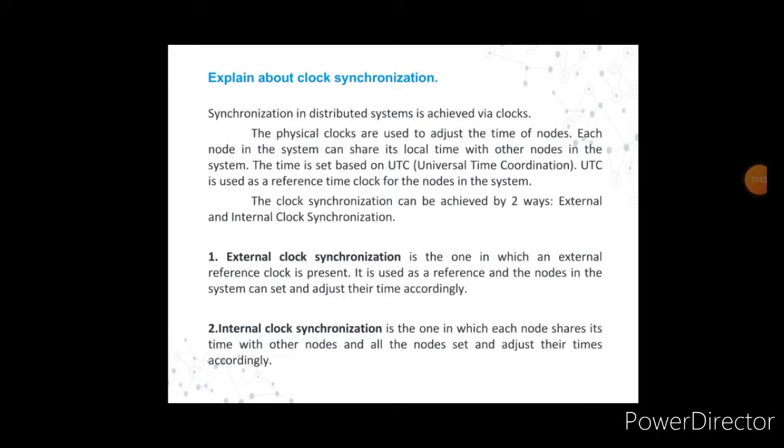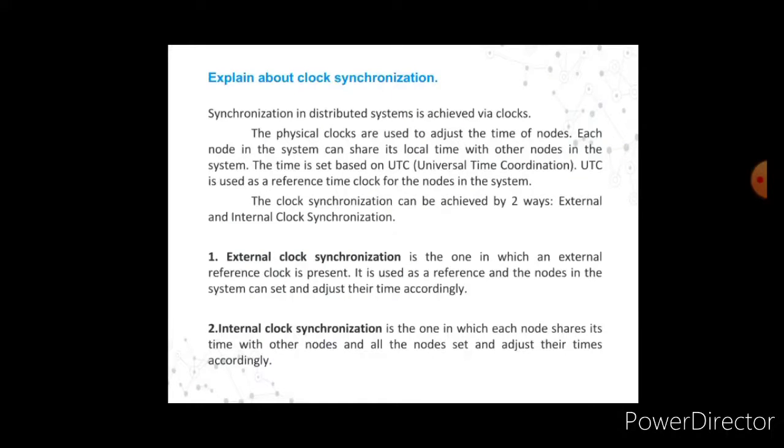And the next topic is clock synchronization. In a distributed system, synchronization is achieved via clocks. The physical clocks are used to adjust the time of the nodes, and each node in the system can share its local time with other nodes in the system. The time is set on UTC. UTC means Universal Time Coordinated. UTC is used as a reference time clock for the nodes in the system.